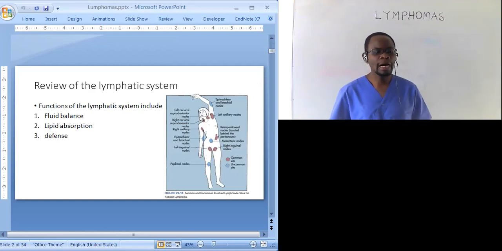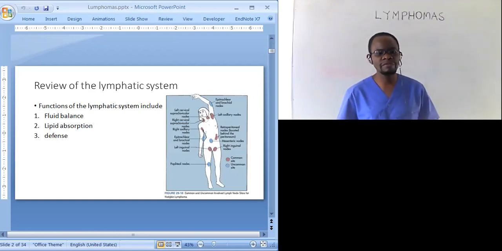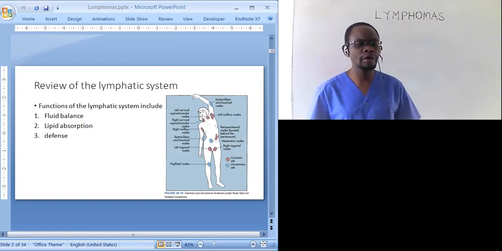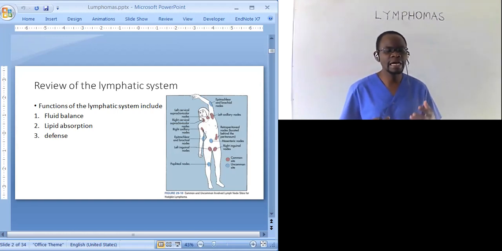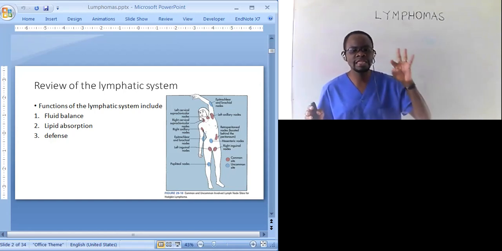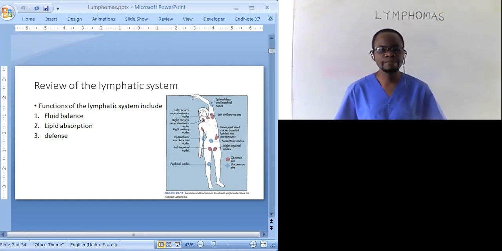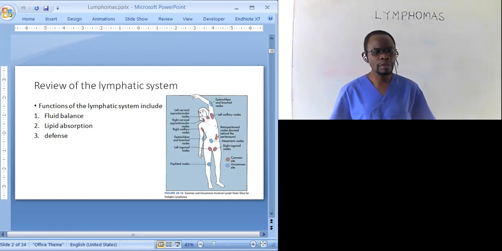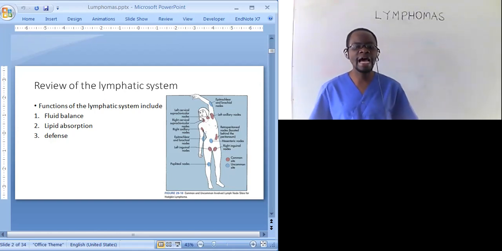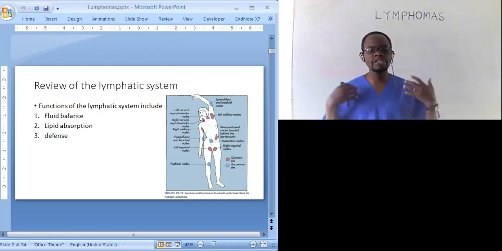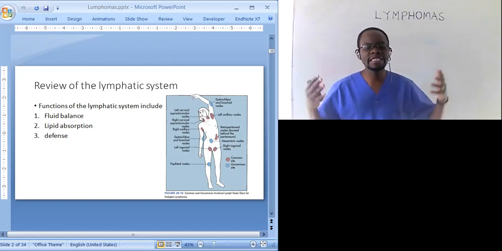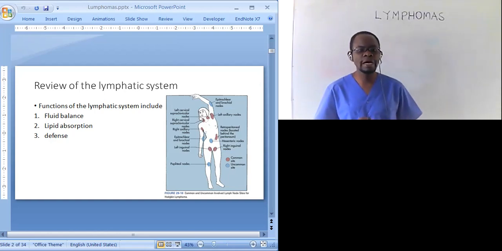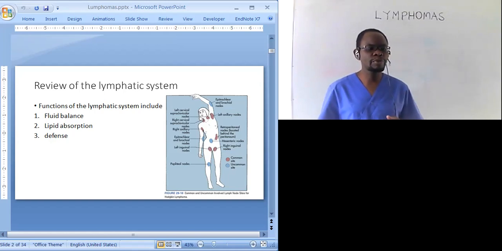Of course, the functions of the lymphatic system, we all know very well that they are responsible for fluid balance, there's an aspect of lipid metabolism, and also defense. Those are the three things that are very important as far as the lymphatic system is concerned. And we are going to see that most of these tumors actually develop within the lymphatic system, for example in the lymph nodes. So it is very important for us to know that.